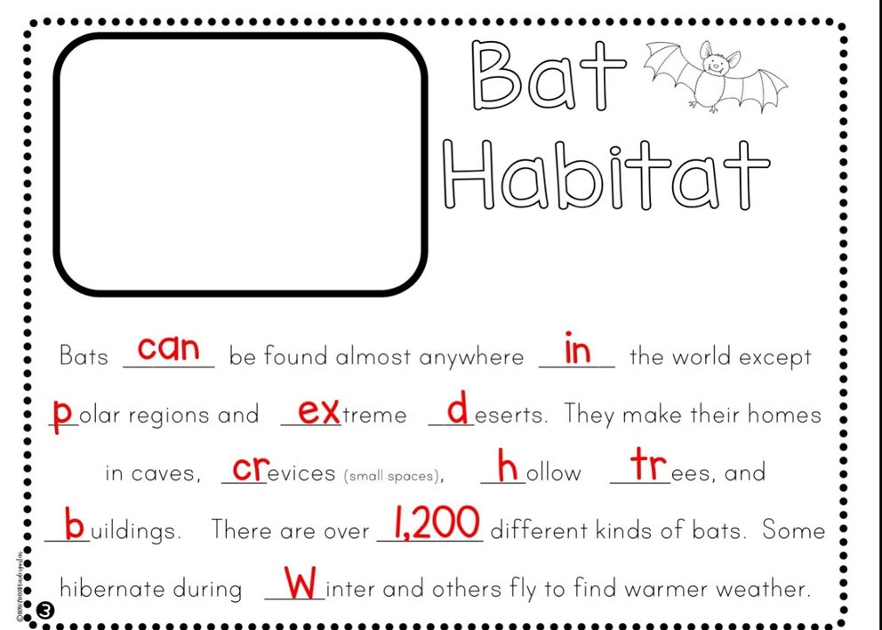And others fly to find warmer weather. So they don't like cold weather or extreme weather. They need the weather to be just right. So they often have to migrate at different times of the year and fly to find warmer weather.